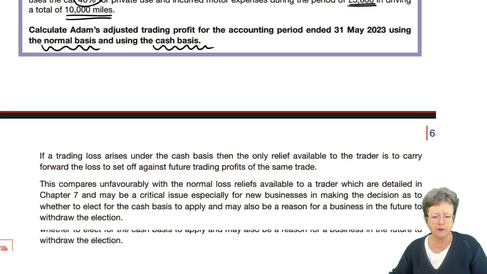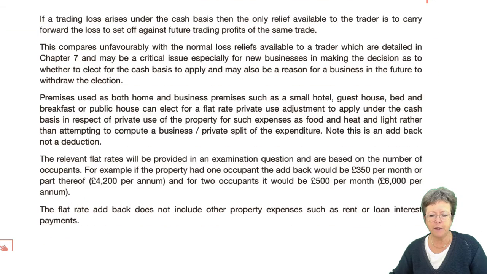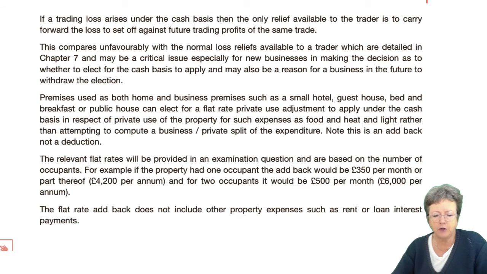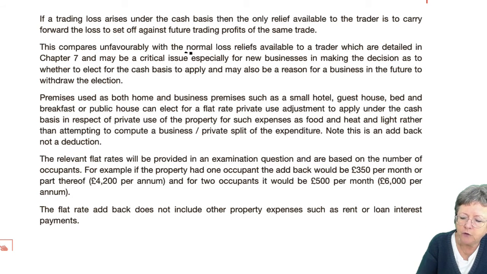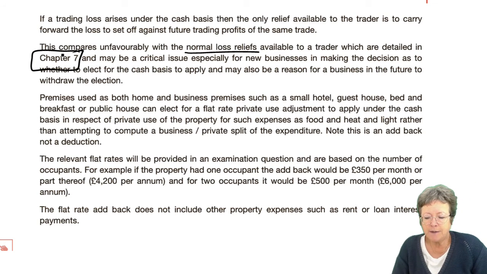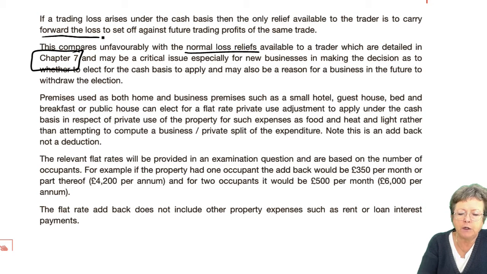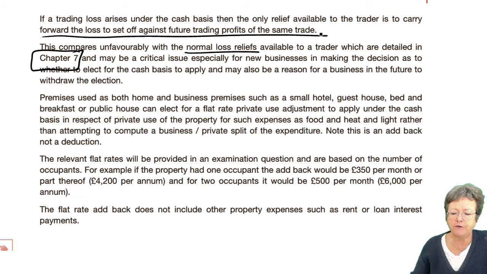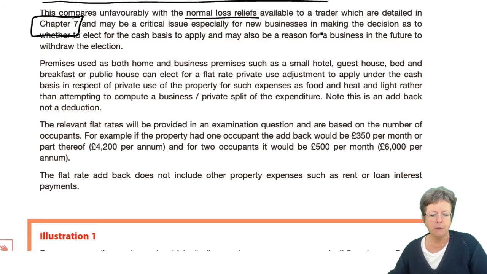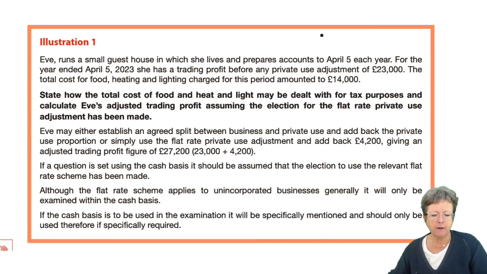Now, if there is a loss under the cash basis, and we will do losses in a later chapter, it says normal loss relief is in that chapter. But if it's under a cash basis, all you can do is carry it forward. Okay, carry forward the loss and set it off against future profits from the same trade. And we've got an example of that here.